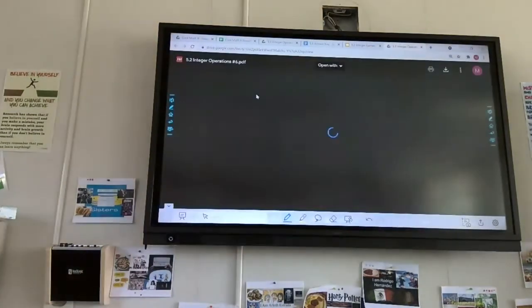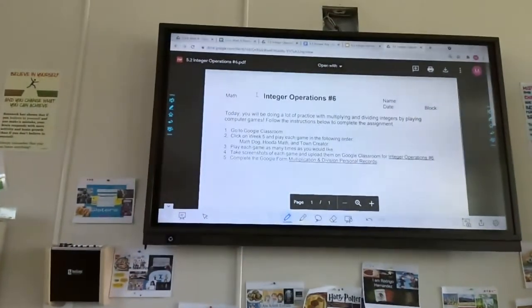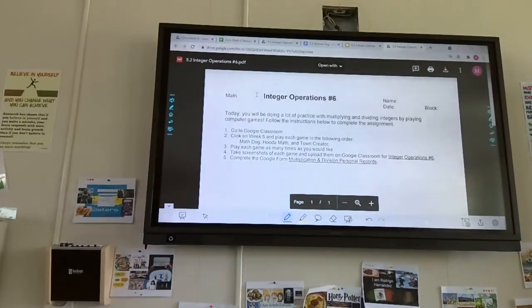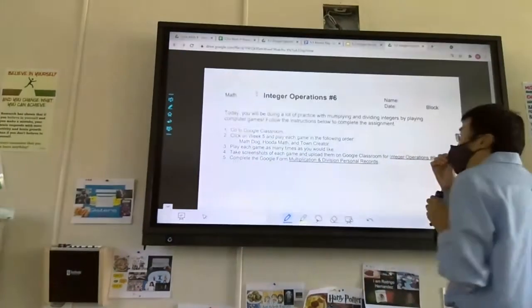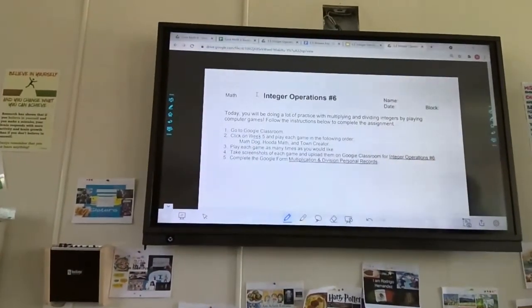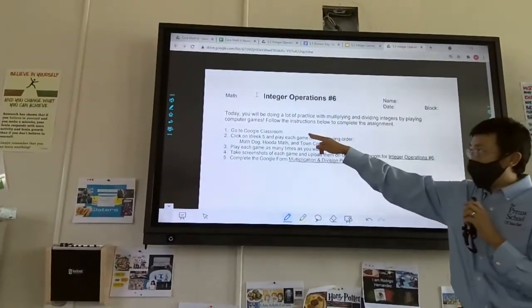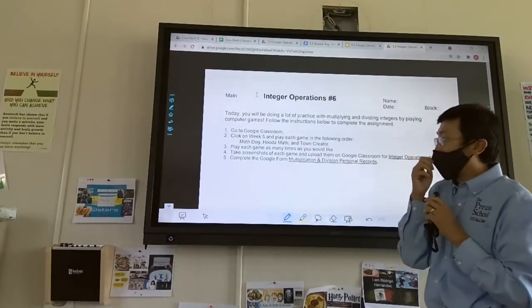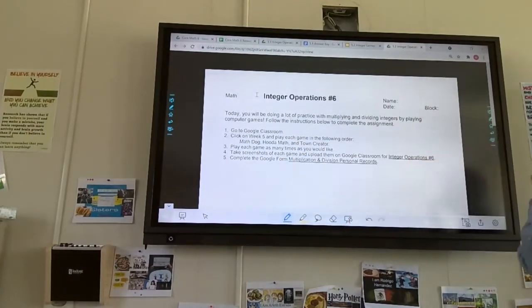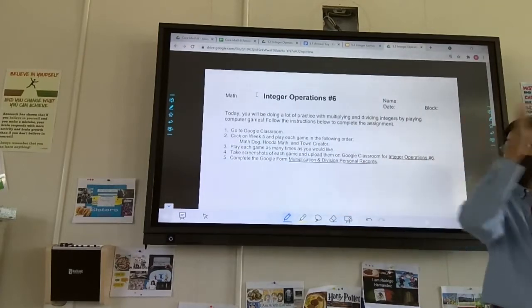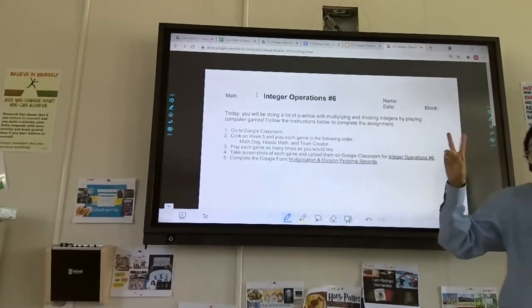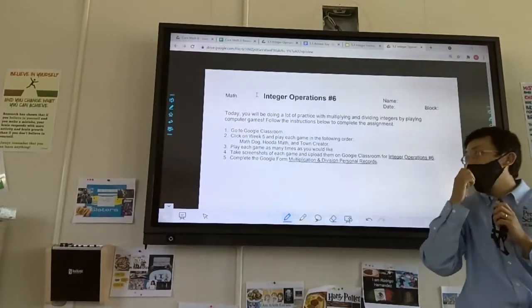So on the worksheet, here are the instructions. Today, you'll be doing a lot of practice with multiplying and dividing integers by playing computer games. Follow the instructions below to complete the assignment. So first, you go to Google Classroom. After you go to Google Classroom, you'll click on week 5 and play each game in this order: Math Dog, Who the Math, then Town Creator. 2 of those games should sound familiar, 1 is new.